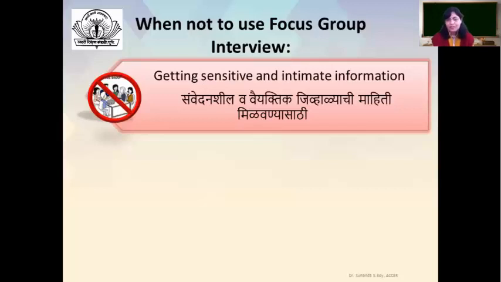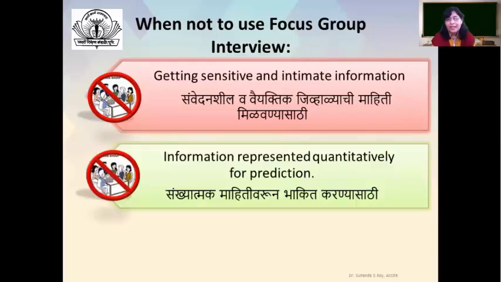So in such cases, if your research is related to something very personal, then it's better to avoid using focus group interview, because then they will not give you valid answers in front of a group of people. Next is if you want information represented quantitatively for prediction. For example, if you want to compare two groups, a proper reliable comparison between two groups, you will have to use statistics, and for that you don't need to use focus group interview. For that you can use other tools.